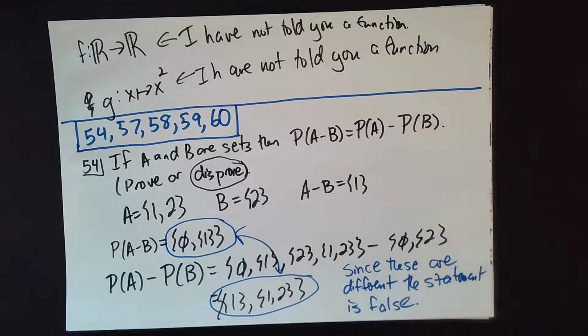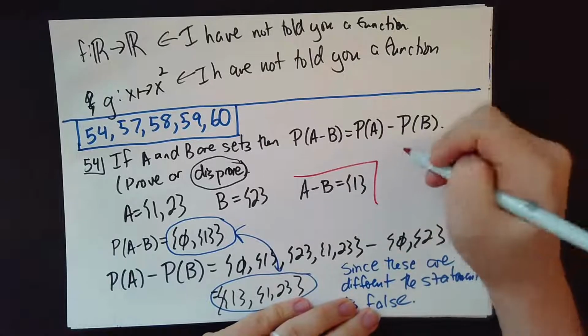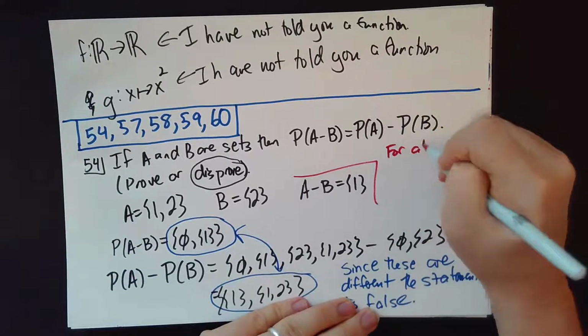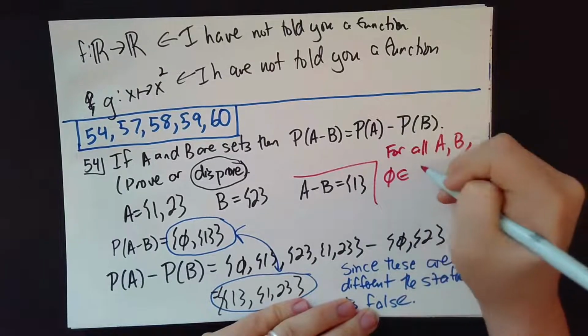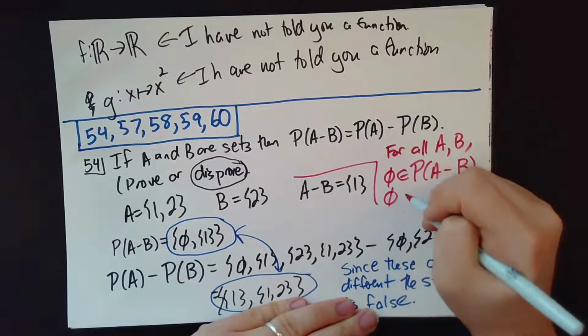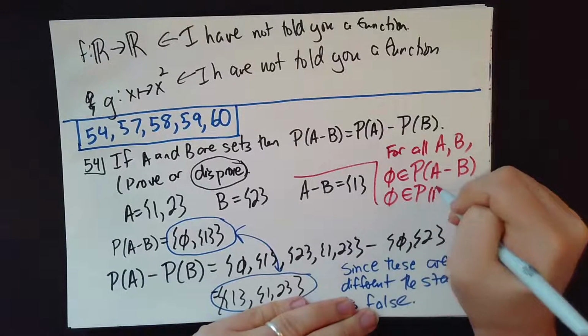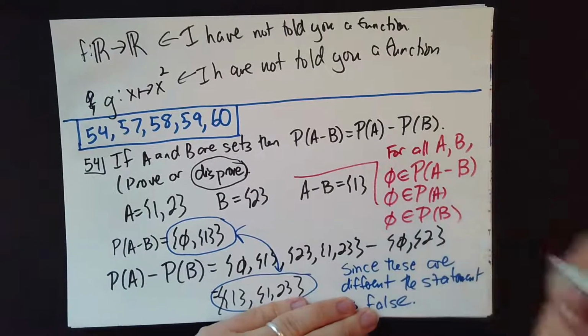Empty set. Yes, that is the 2 words I had in mind. So here's how I know this is not going to be true if I think about it. It's definitely true that for every set A and B, the empty set is always an element of the power set of A minus B. It's also always an element of the power set of A, and it's always an element of the power set of B.